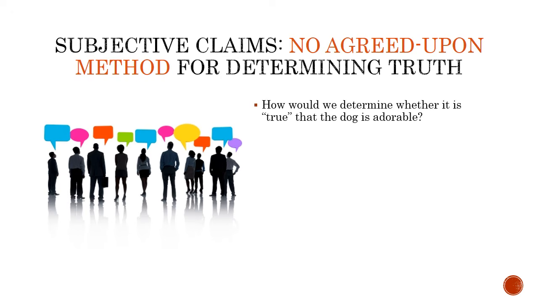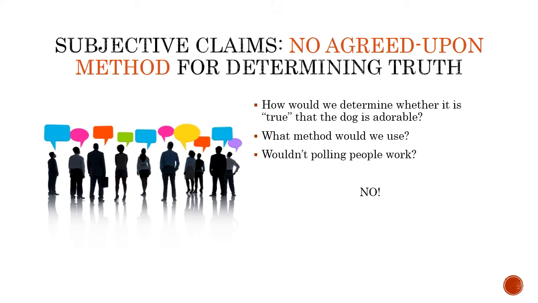Let's try to take our claim about the dog being adorable and see if we could come up with a method for determining whether that claim is true or false. Most introductory students in critical thinking propose taking a poll. Well, wait, couldn't we just survey people? And if most people agree, then it must be true? No, unfortunately, that method won't work. Why? Instead of actually getting an objective truth, all we would find out from a poll is how many people agree with the statement. We wouldn't actually find out whether the statement itself is true.